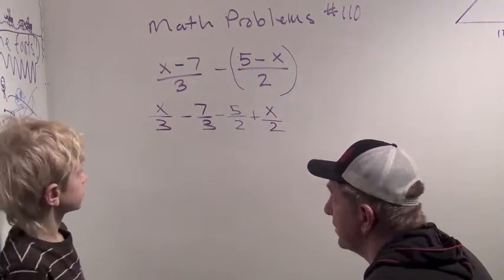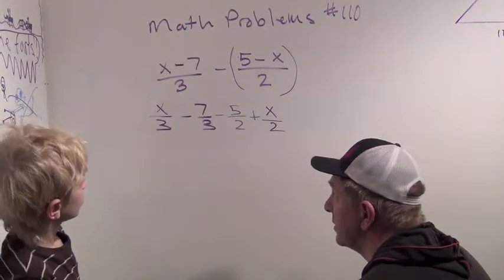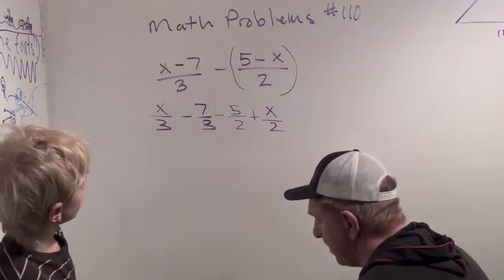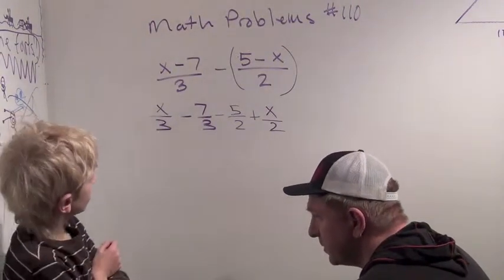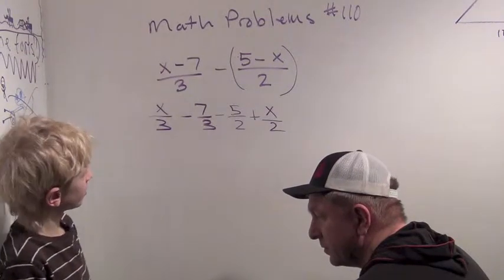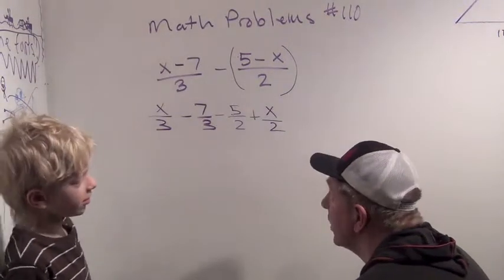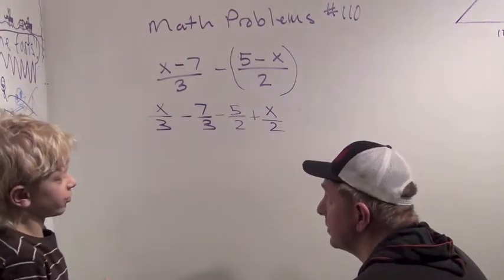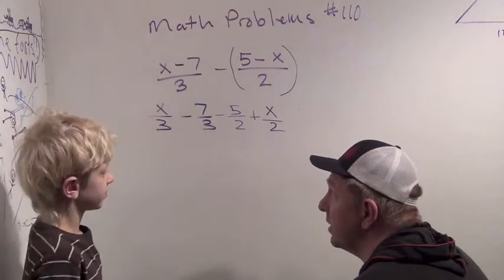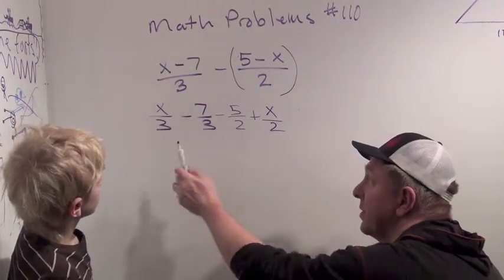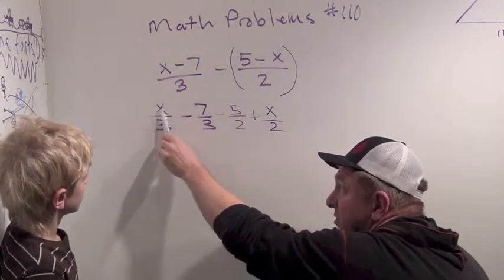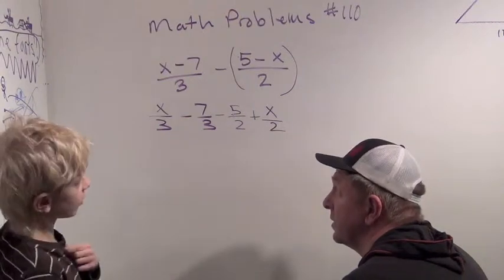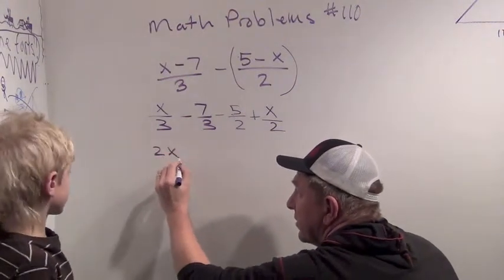Now we have some things that we can deal with. What do you want to do next? We could try to find the common denominator. Good idea. Because we have these 3s and 2s, the common denominator is 6. If I want to get a common denominator of 6, what do I have to do to this term? You have to multiply it by 2 over 2. So what does it become? 2x over 6.